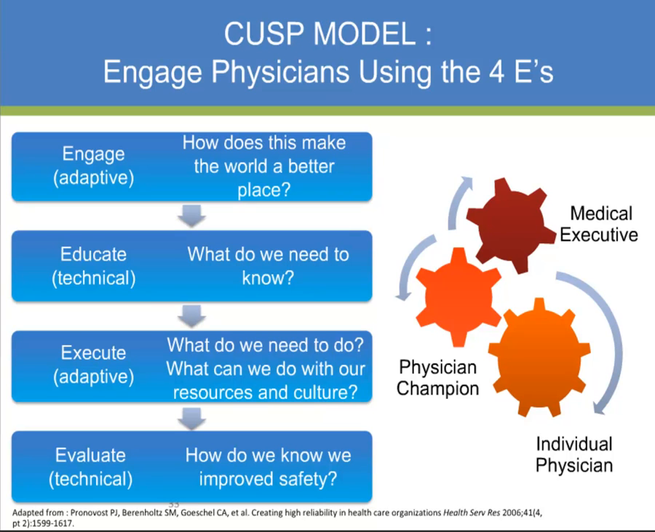The third E is about execution. It's what do we need to do. This also involves adaptive work, and it's where the unit teams apply a plan of action based on the unit's resources and culture, and then analyze their roles within that plan. And then the final E is to evaluate. It's how do we know that we've actually done any good? And so this is about where the unit teams collect and submit data to analyze the success of their efforts.